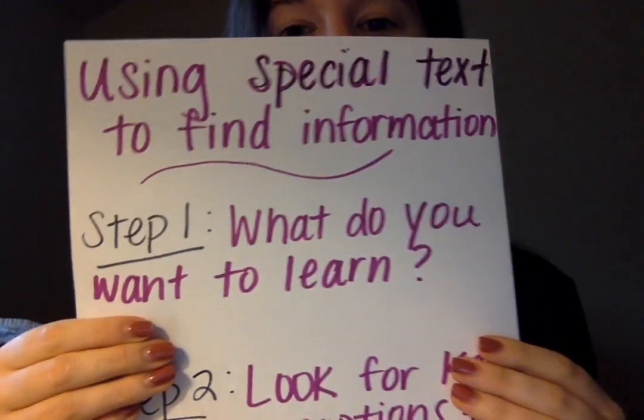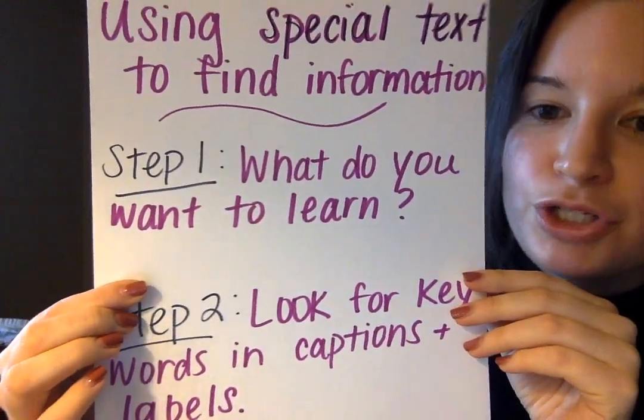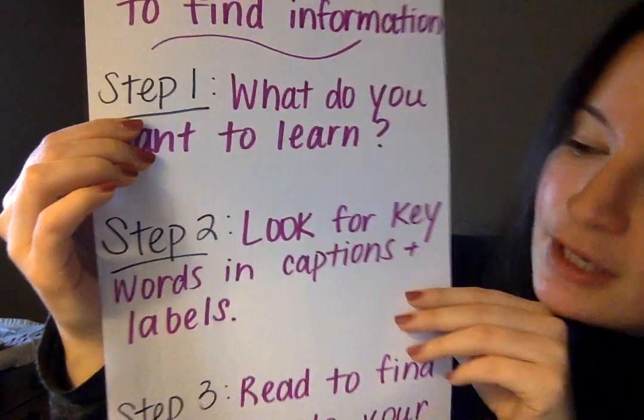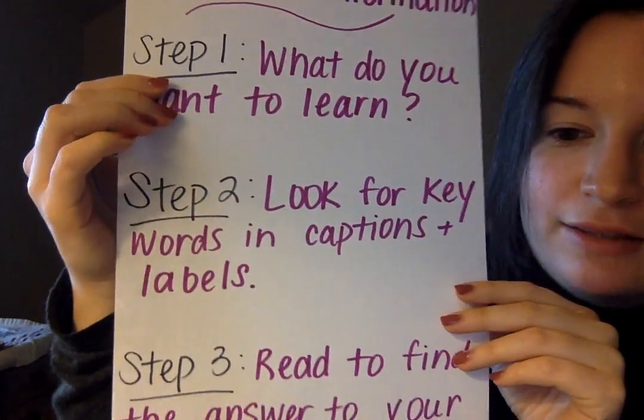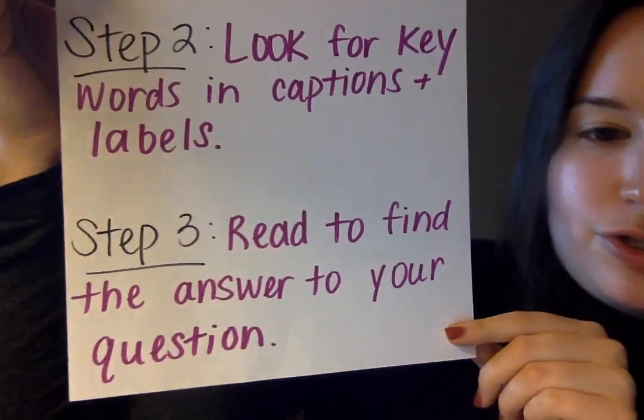Let's go over our steps for using special text to find information. Step number 1, what do you want to learn? Step number 2, look for key words in captions and labels. Step number 3, read to find the answer to your question. So I'm going to have a question for each of our captions and labels that we look at, and we're going to be using our steps to figure out the information in the caption and label to answer our question. So let's jump right in.